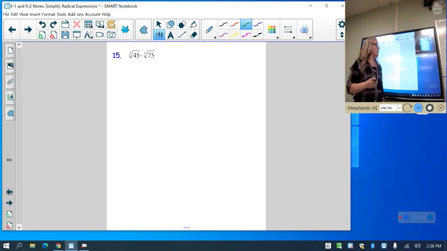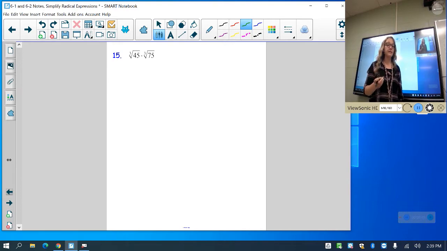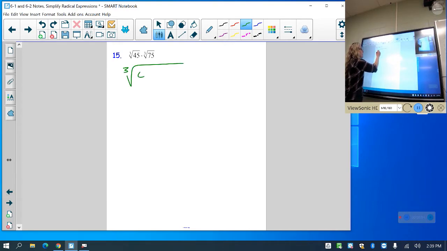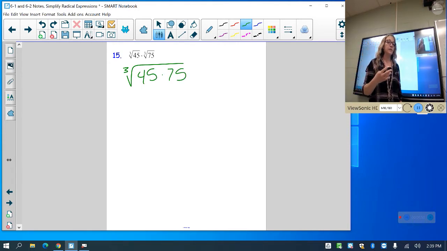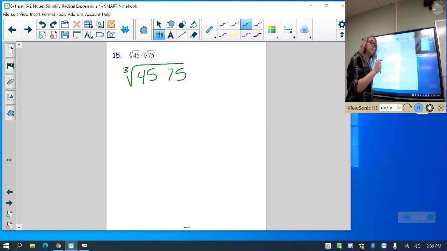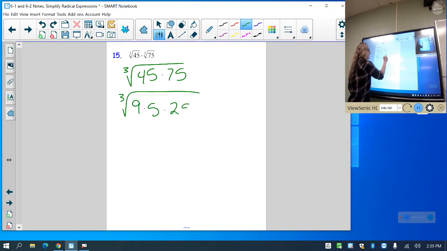When we have the cube root of 45 times the cube root of 75, we can go ahead and combine those underneath one radical, 45 times 75, and then break it down and take out our perfect cubes. We want cubes because it's the opposite of the cube root. So when I break this down, this becomes 9 times 5, and this becomes 25 times 3.